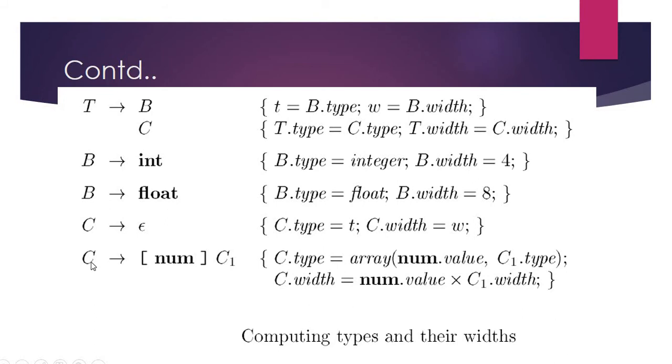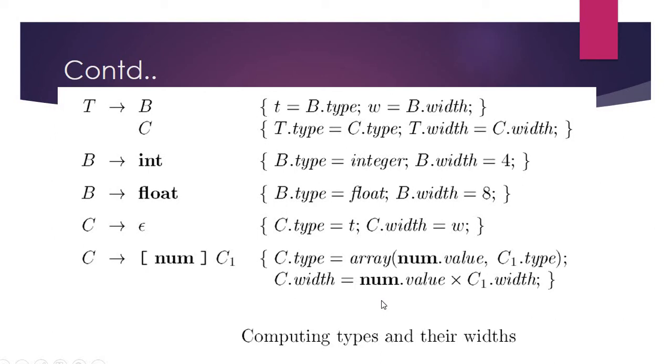And what is the memory space allocated for the parent C? That is C.width. C.width is nothing but the width that we have calculated here. So in the first production rule, whatever the width of it is, that will be used here. So C1.width into number.value.